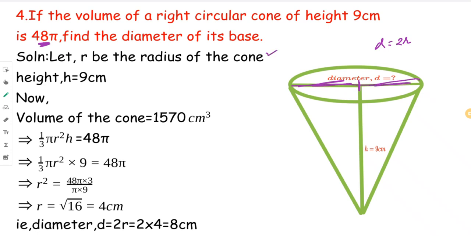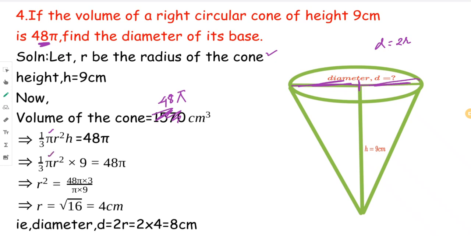So since we don't know, let r be the radius. Now volume of the cone, how much? 48 pi, right? So write down here 48 pi, clear? Then we know the formula for volume of a cone, 1 by 3 pi r square h. So this time don't do anything to pi, just leave it as it is, alright? And put the value of height. Next we'll do cross multiplication.